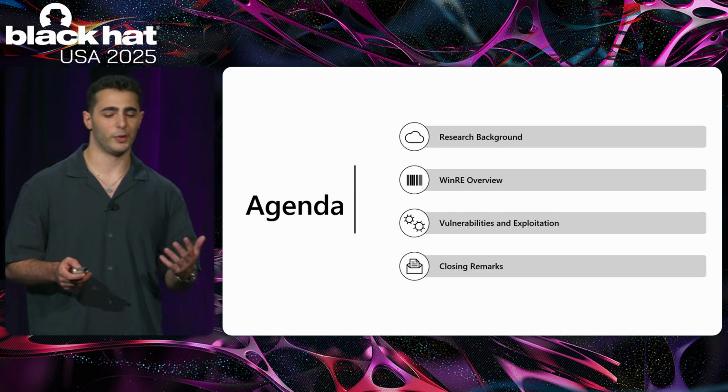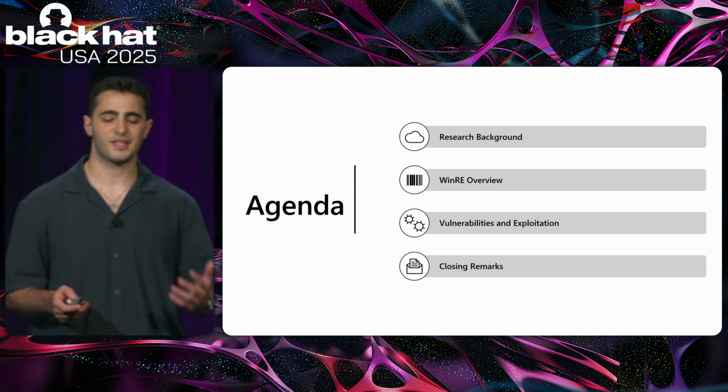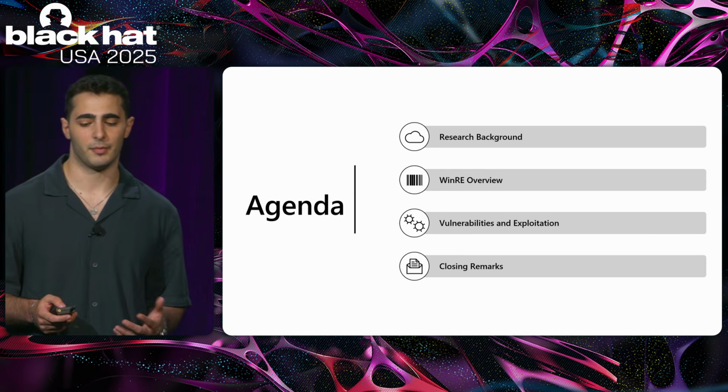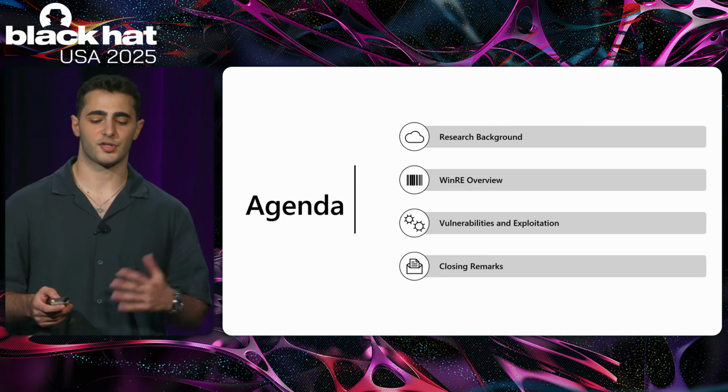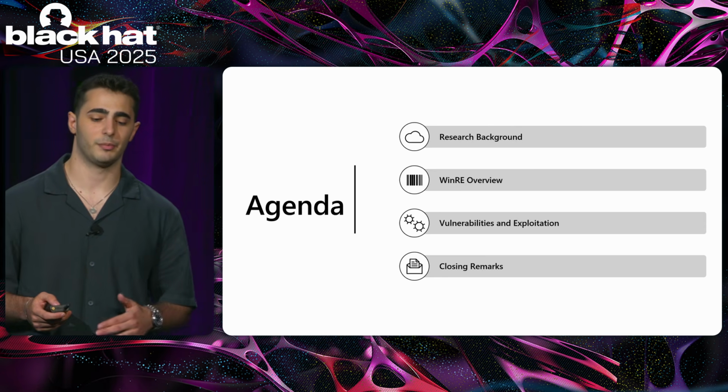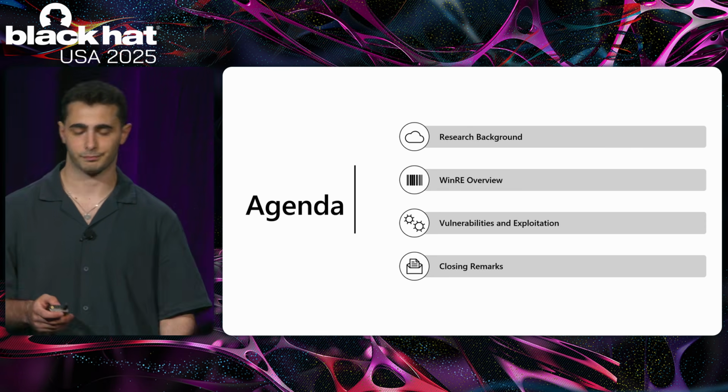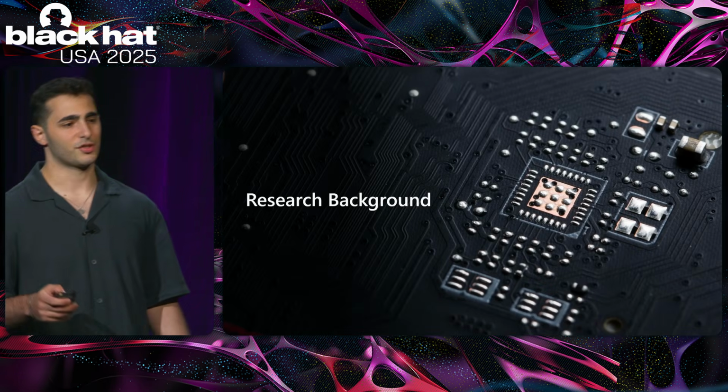So we'll start with the research background and give an overview of both BitLocker and WinRE. Then we'll dive into the vulnerabilities that we discovered, how we exploited them, and finally, we'll wrap up with our research results, the fixes, and actionable BitLocker countermeasures that you can apply today. So starting with the research background.